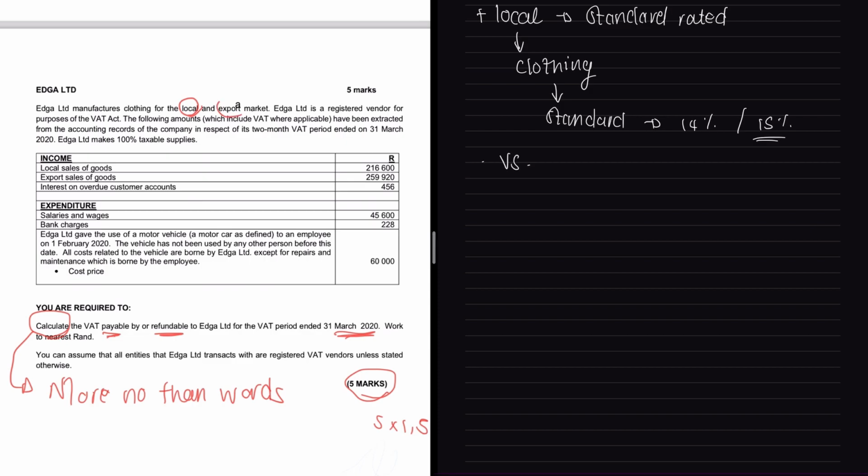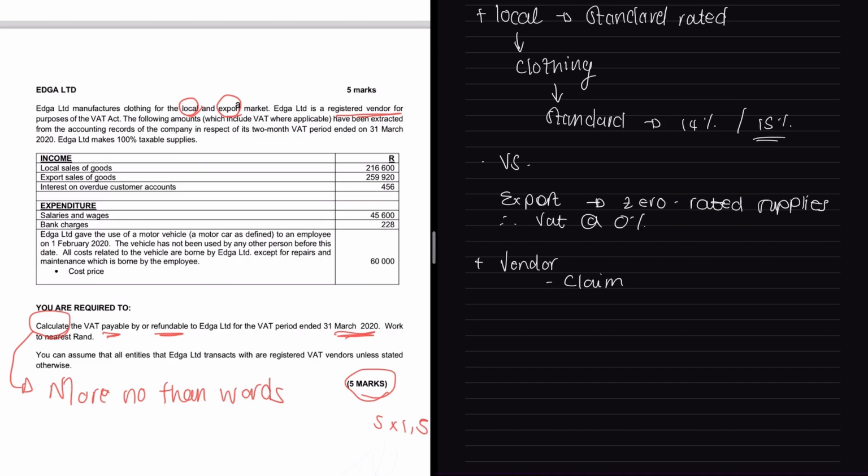Versus export market, because they sell to both. Our export market has zero rated supplies. Therefore, VAT is at 0%. Very important. Edgar is a registered vendor for the purposes of the VAT Act. If they are a registered vendor, what does that mean for us? A vendor can claim VAT. Think of going to a supermarket, for instance, you are paying VAT, so you still have VAT consequences because you are paying VAT for your purchases.